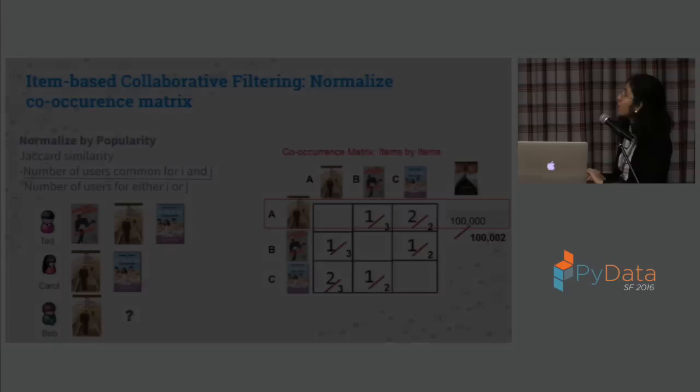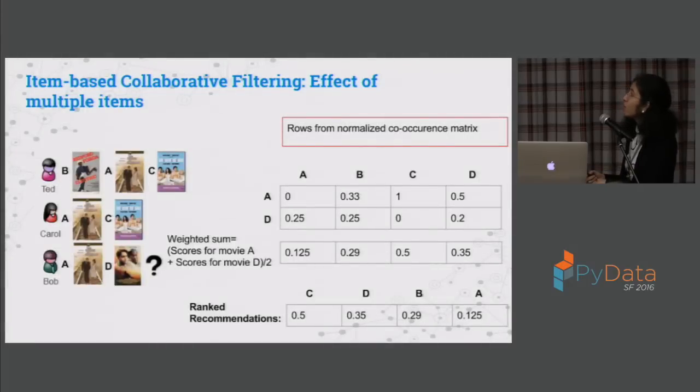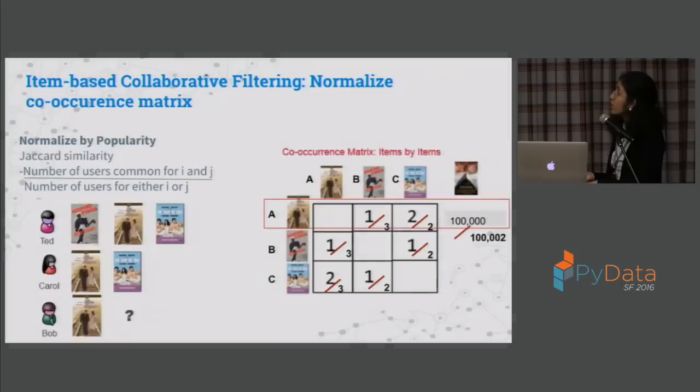Okay. So let's consider another case now in which Bob has watched more than one movie. Earlier Bob had only watched movie A. Now Bob has watched more than one movie. So in this case, how do we recommend more items to Bob? Remember, earlier we were looking at only one row in the co-occurrence matrix for movie A. Now Bob has watched another movie called movie D. So what we will do is look at not only row A but also row D. Suppose there was another row here for movie D.